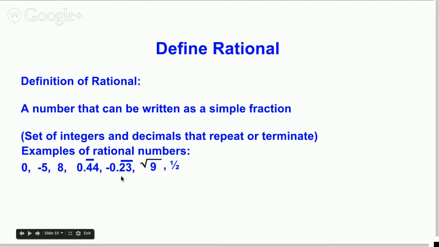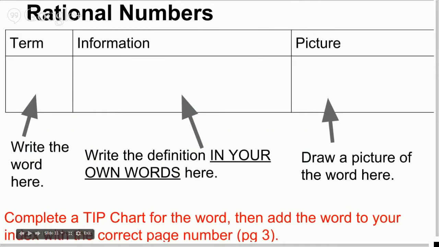0.44444 going on forever is a repeating number. It will always be a 4, and you write it with the line on top. -0.23, 23, 23, 23, 23 repeats forever. The square root of 9 is just 3. Okay, so that's a rational number, and 1/2 is a simple number. Make a tip chart for rational number. Go ahead and pause it.